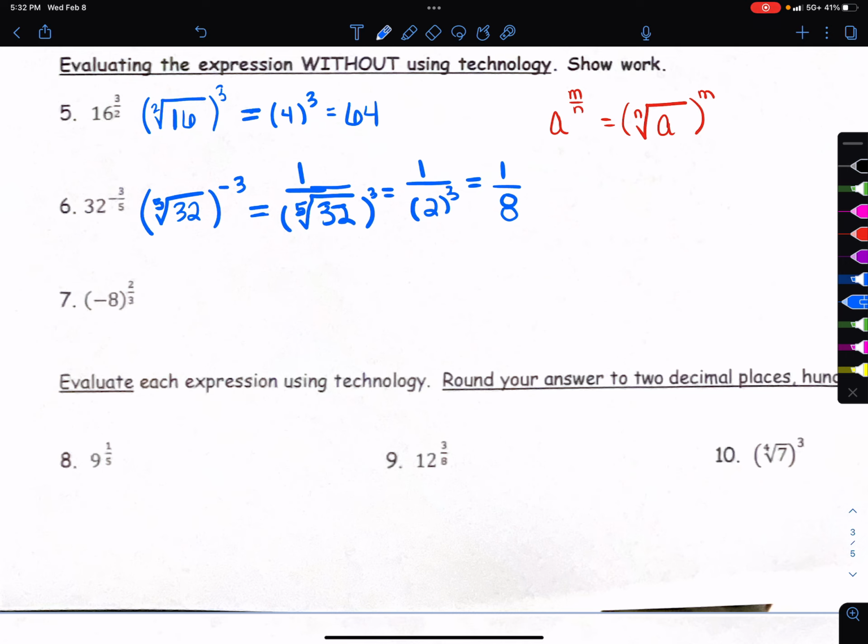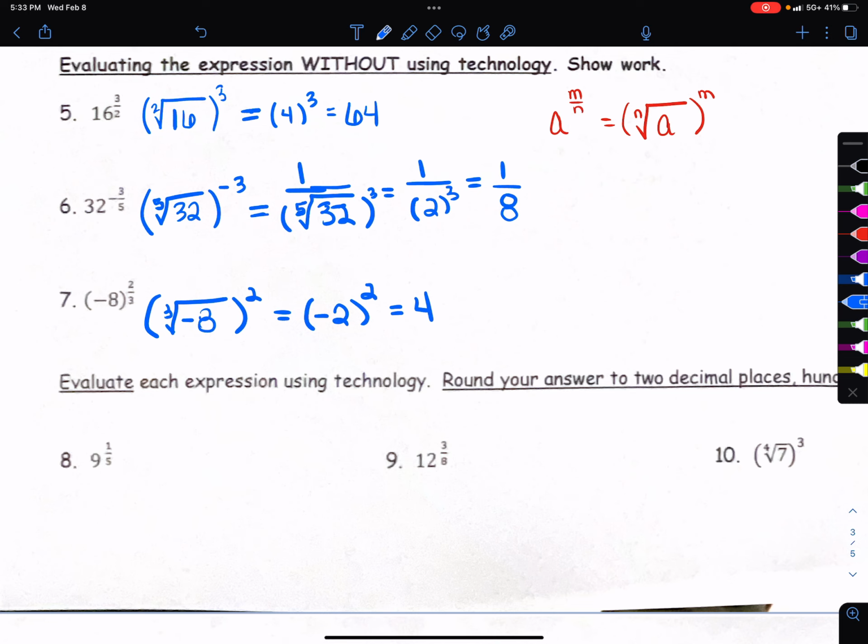All right, this one here for number 7. Here's my radical. My radicand is -8. The root is 3. And the power is 2. All right, cube root of -8 is -2. And -2 squared gives me positive 4.